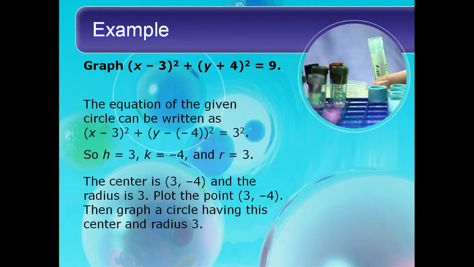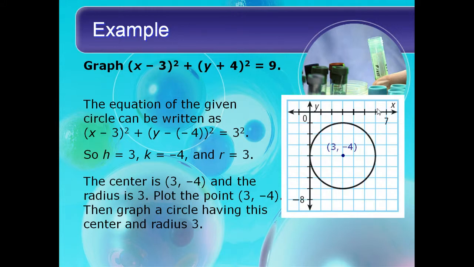The center is (3, -4) and the radius is 3, so we plot the point (3, -4), then graph a circle having that center and a radius of 3, like this. So if I make my point, I can count in any direction 3 and make my little dots and then connect them in as best a circle as I can make.